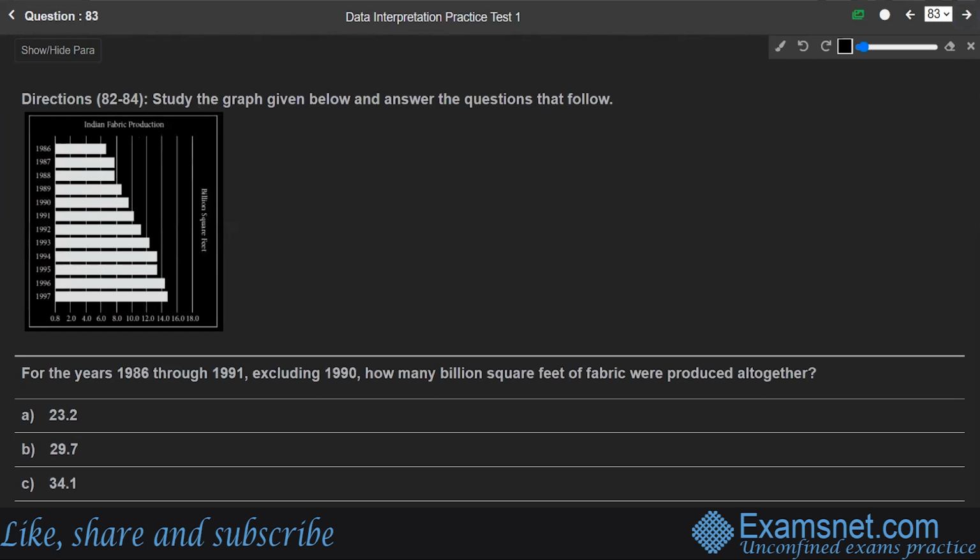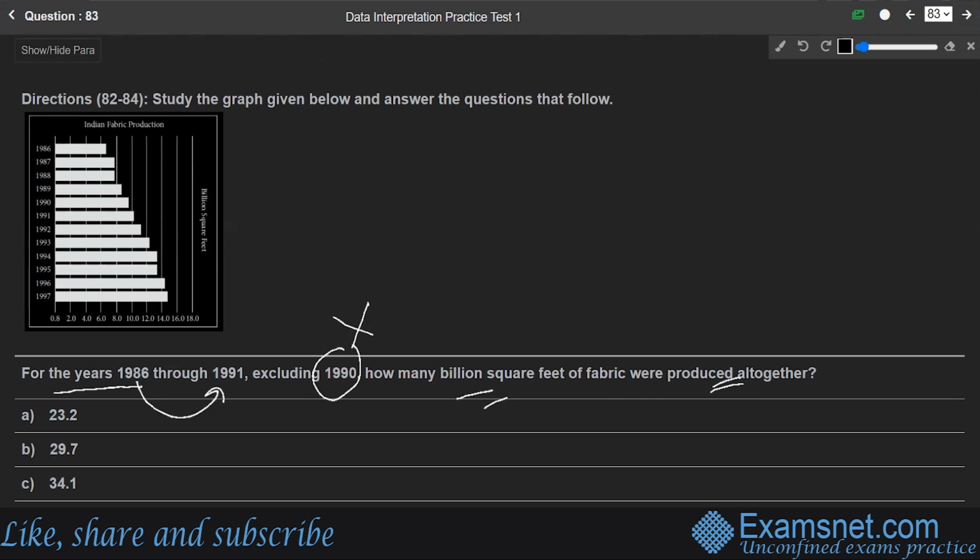Now, for the same bar graph, we have a different question. The question says: for the years 1986 through 1991, excluding 1990, so we have to exclude 1990, how many billion square feet of fabric were produced altogether?